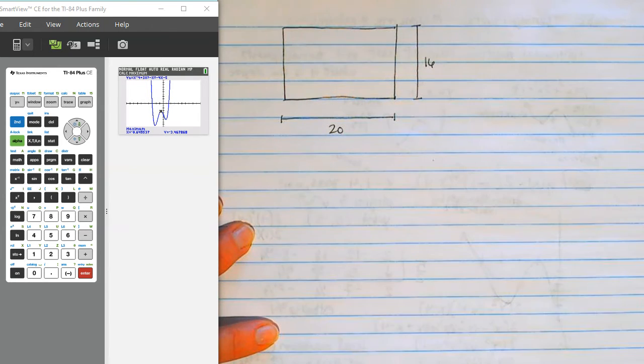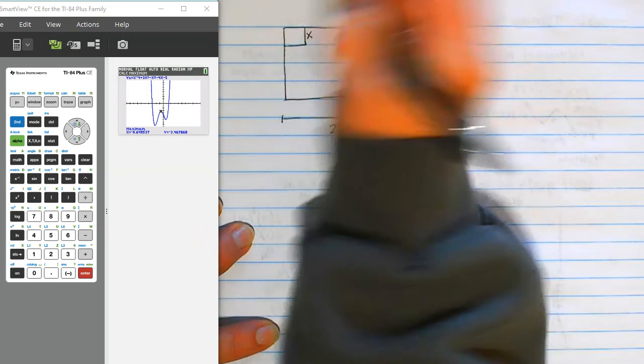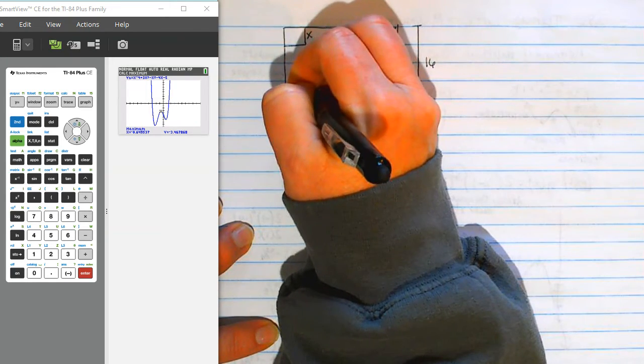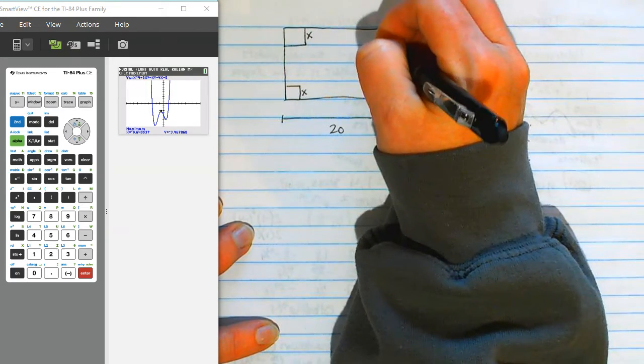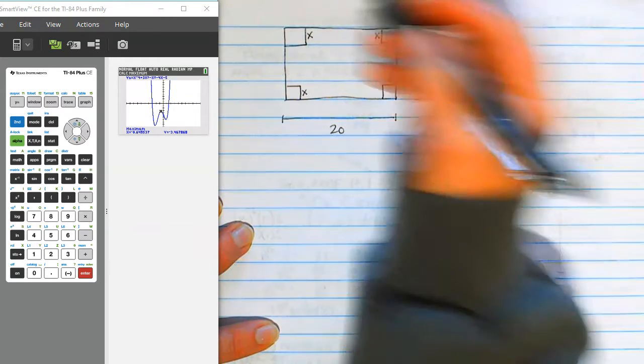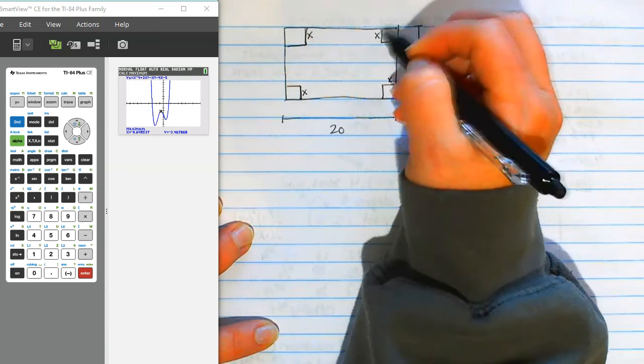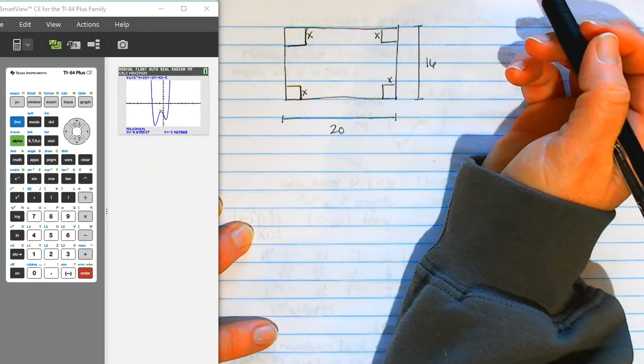First of all, we can't make a volume out of this flat piece because that's nothing. It won't hold anything. So what we're going to do is cut out sections out of the corners that are X. These are squares. So both directions are X. So this is X and this is X. And this is the same X. All the corners have the same piece cut out.